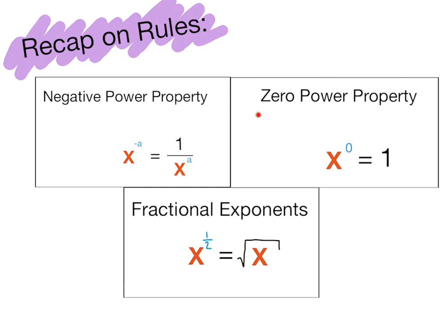The next one we talked about was the 0 power property. Anytime you get x to the 0 or some number to the 0 power, it's always going to be equal to 1. That includes if I have, say, 9 to the 0 power. That's 1. 2 to the 0 power. That's 1. Anything to the 0 power is equal to 1. The last one we talked about really quickly. We're not going to do too much with it this year, but fractional exponents. Anytime you have x to the 1/2 or some number to the 1/2, it's really just asking you, what's the square root of that number or variable?